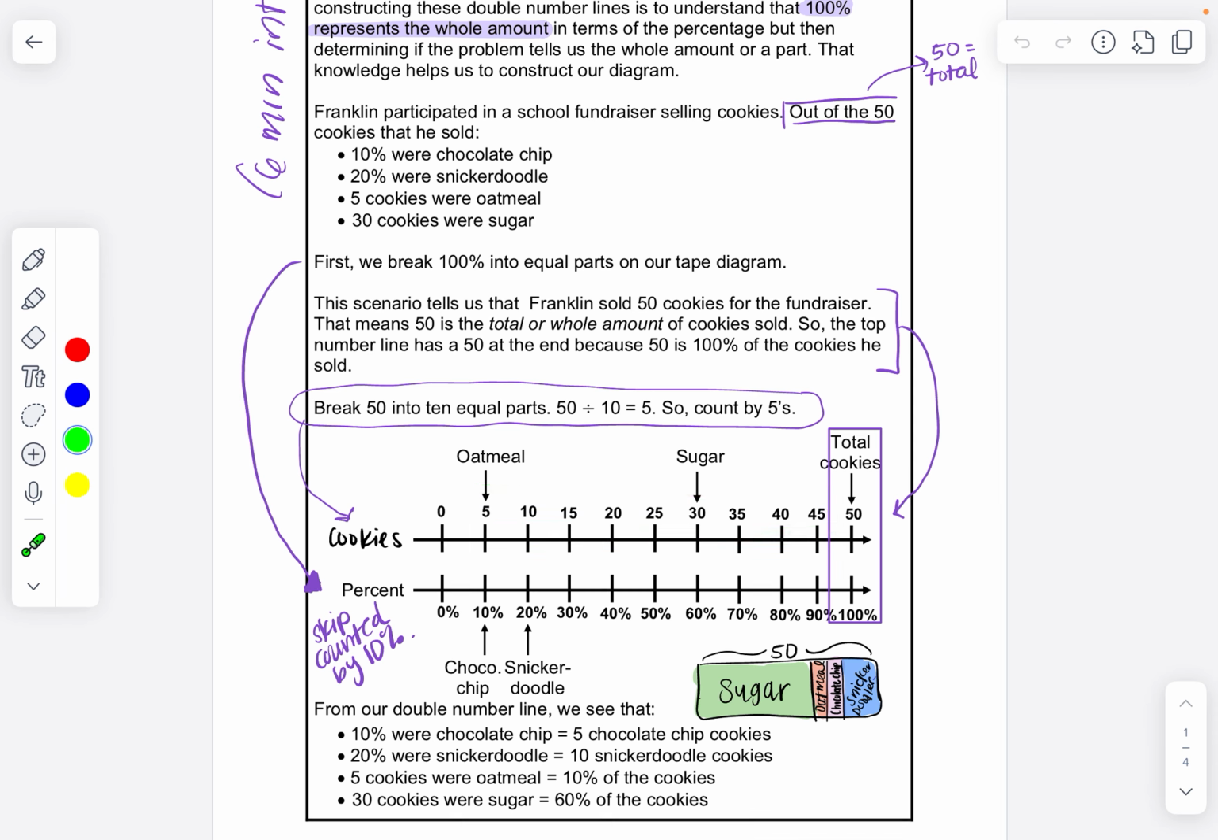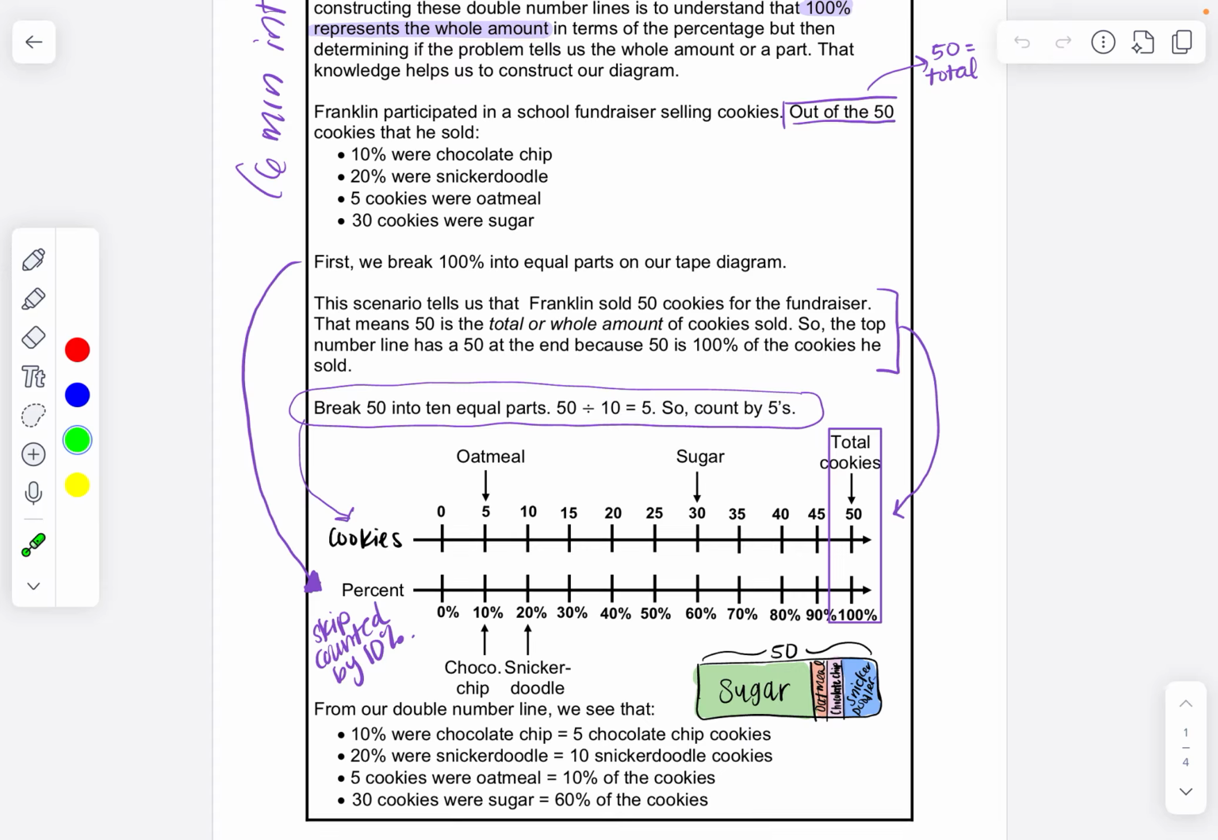Are we skip counting by tens as well? So 0, 10, 20, 30, 40, 50. Nope, because 50 is supposed to be over here. Because we have broken this up into 10 parts, we have to partition into 10 parts up here as well. So we're going to do 50 divided by 10. That gives us 5, which means that we are skip counting by 5. 5, 10, 15, 20, 25, 30, 35, 40, 45. Okay?